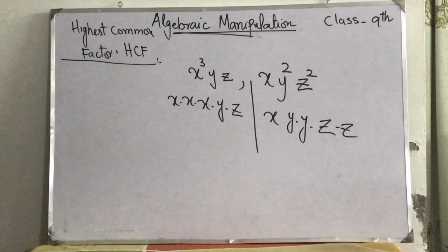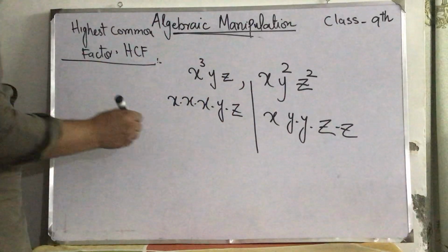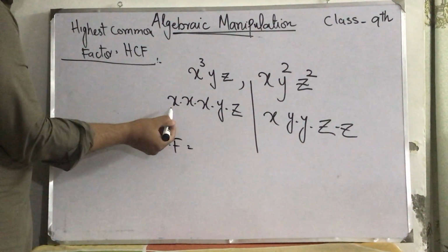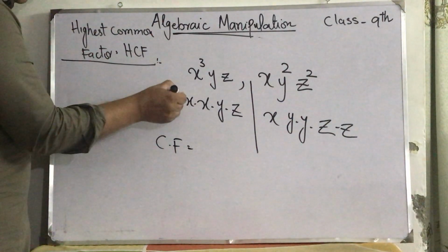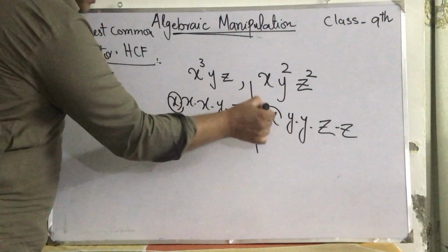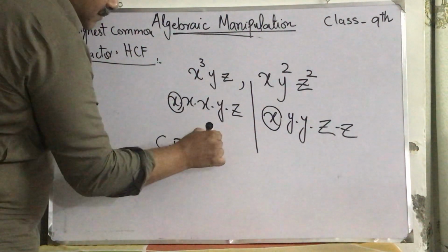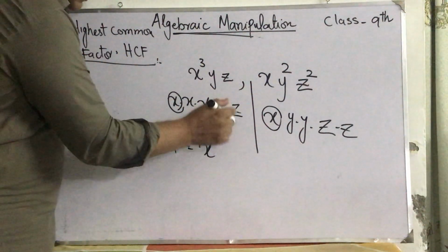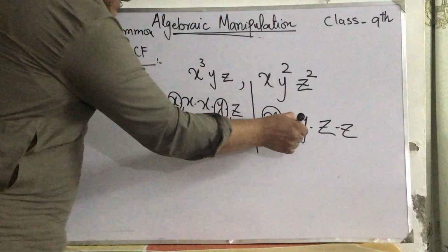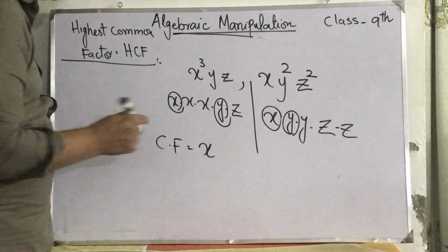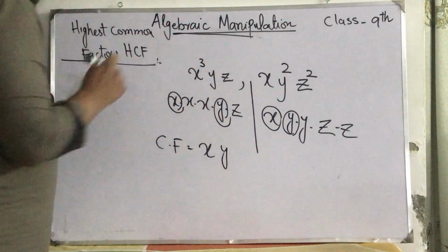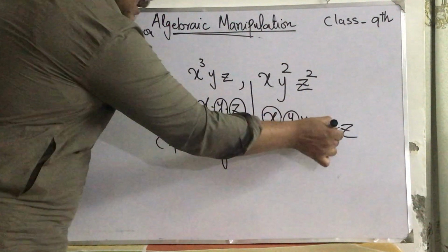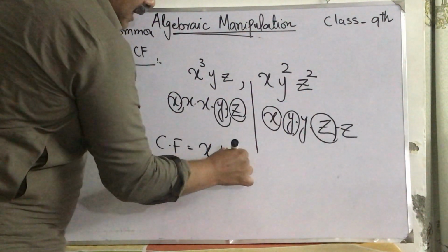Now again, what is the common factor here? How many times? You can see that x is 1 time here, 1 time here. So you write x in the common. Similarly, y is 1 time here, and we select 1 time here, so that becomes xy. Now z is here, z is here, that is xyz.